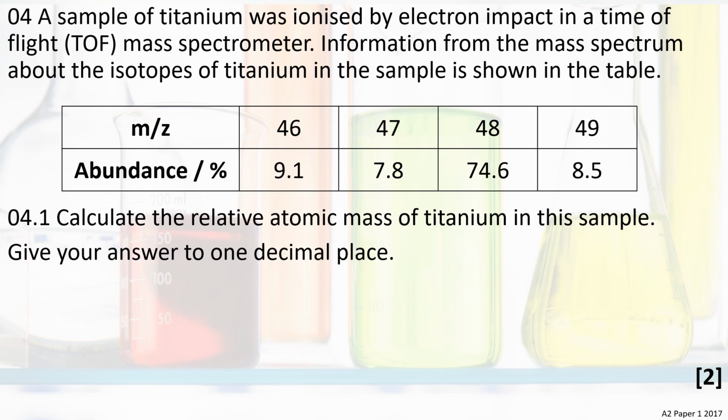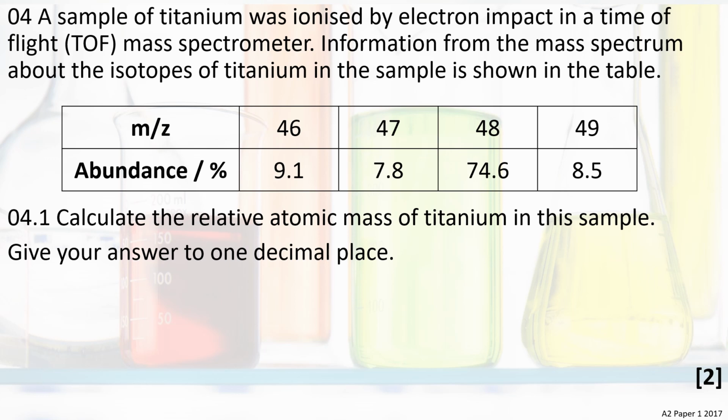Here's the question. A sample of titanium was ionized by electron impact in a time of flight (TOF) mass spectrometer. Information from the mass spectrum about the isotopes of titanium in the sample is shown in the table. Calculate the relative atomic mass of titanium in this sample. Give your answer to one decimal place.